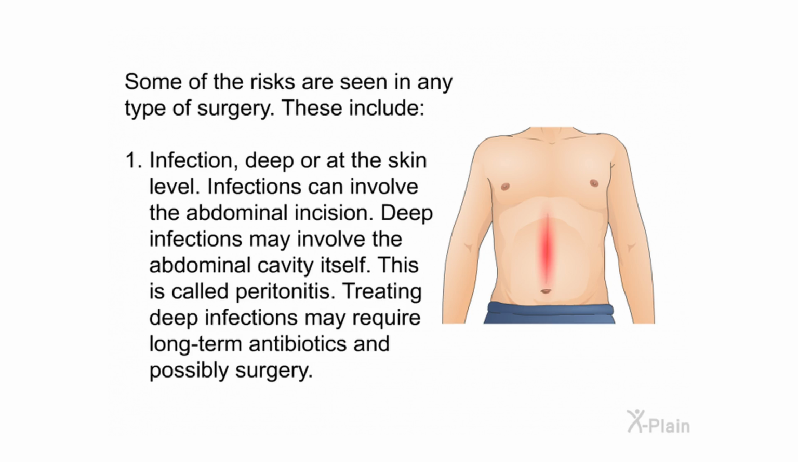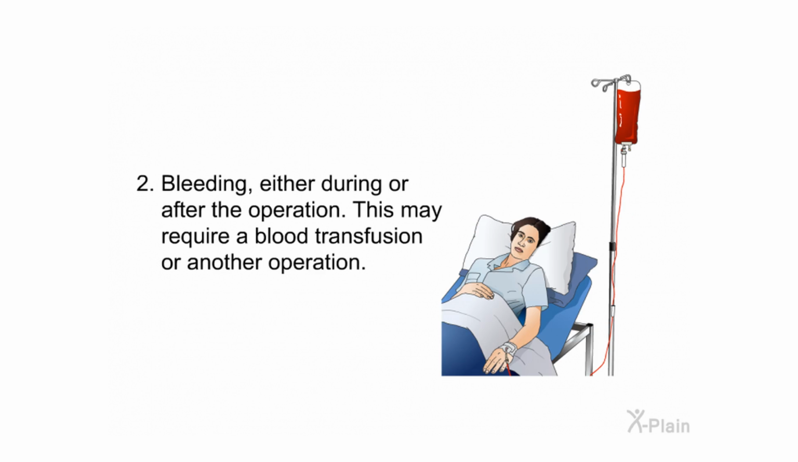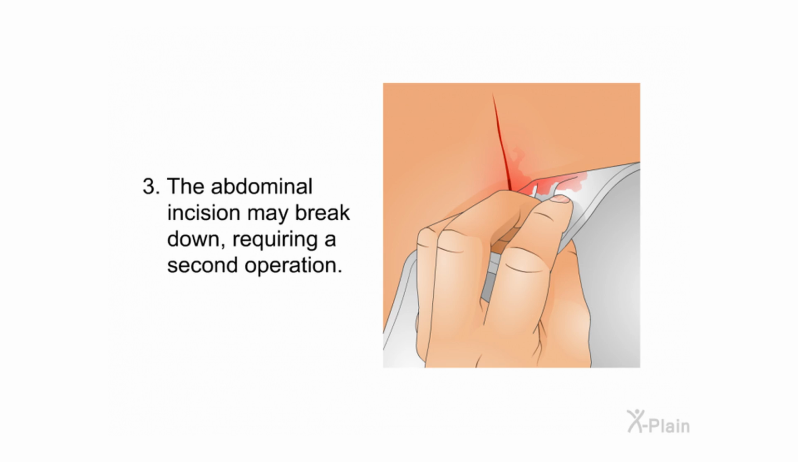Some of the risks are seen in any type of surgery. These include 1. Infection, deep or at the skin level. Infections can involve the abdominal incision. Deep infections may involve the abdominal cavity itself. This is called peritonitis. Treating deep infections may require long-term antibiotics and possibly surgery. 2. Bleeding, either during or after the operation. This may require a blood transfusion or another operation. 3. The abdominal incision may break down, requiring a second operation.